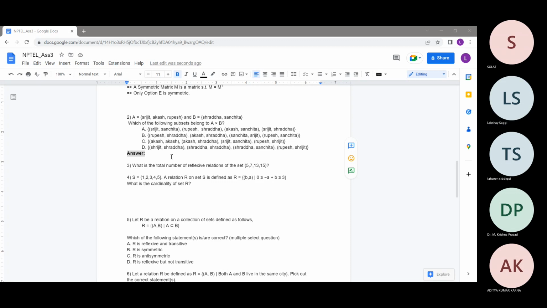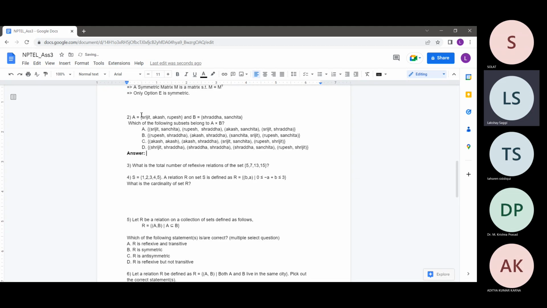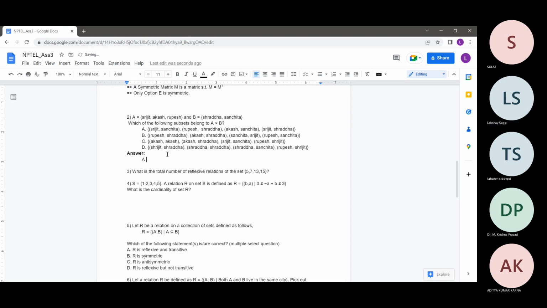Nice tip. So now the second question: we are given a set A, which is basically names of 3 people, Srijit, Akash, and Rupesh. Similarly, a set B, which is Shraddha and Sanchita. Let's just say there are 2 sets. So which of the following subsets belong to A cross B? A cross B, you guys must have seen in lectures, what does A cross B actually mean? A cross B is just the Cartesian product of sets.